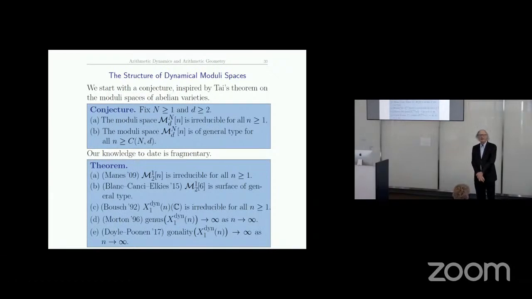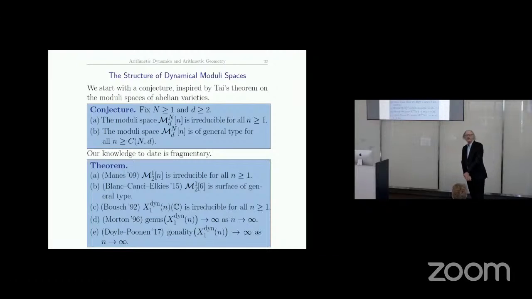For the dynamical modular curves, a bit more is known, and that was known earlier, because, well, curves are easier than surfaces. So Bousch, in his thesis, proved that the dynamical modular curves over C are all irreducible. Patrick Morton used that to give a fairly precise formula for the genus of the curve that in particular shows that it goes to infinity. So the curves do get more complicated.